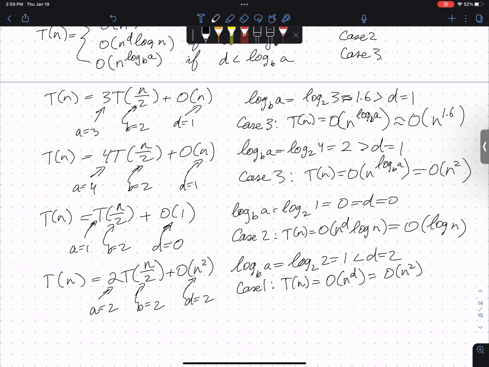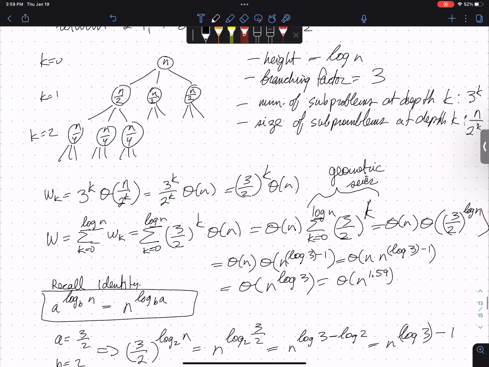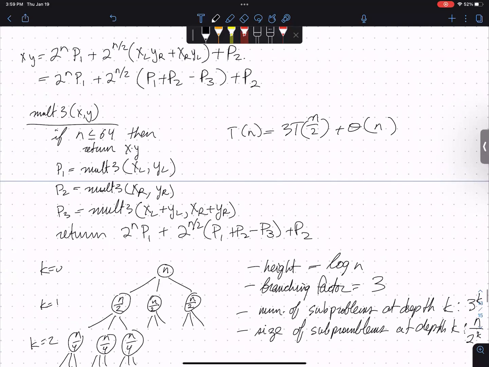So what is d here? Is there an intuitive explanation for d? It's not such a straightforward intuitive explanation as a and b. But where d is coming from is that the non-recursive work is big O of some polynomial function. d is the degree of that polynomial function. So like here, d would be 1, because n is a polynomial of degree 1. It's the degree of this polynomial.